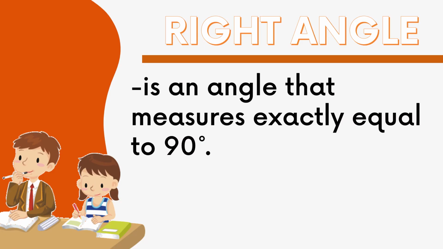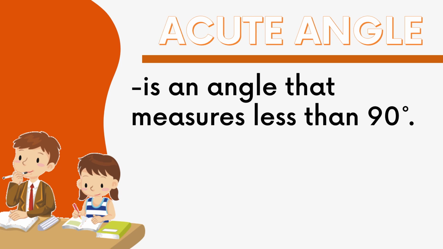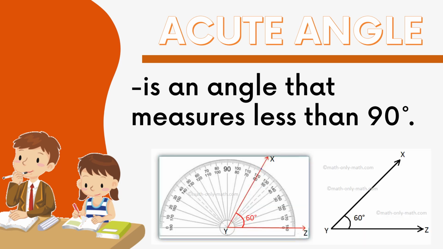Right angle is an angle that measures exactly equal to 90 degrees. So here is our examples. Again, that is a right angle because it measures exactly 90 degrees. How about acute angle? Acute angle is an angle that measures less than 90 degrees, meaning 1 degree to 89 degrees are acute angle. So here are the examples of an acute angle.